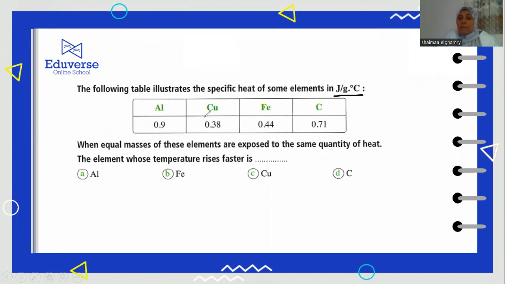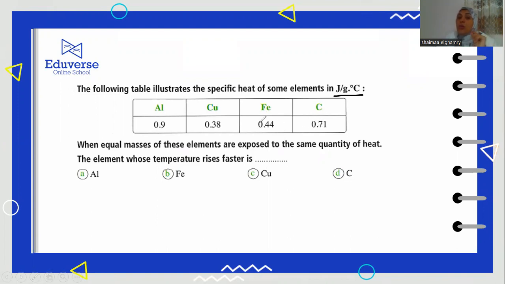Aluminum 0.9, copper 0.38, iron 0.44, carbon 0.71. When equal masses of these elements are exposed to the same quantity of heat, the element whose temperature rises faster is what? If we analyze each number, aluminum needs 0.9 joules of heat to raise the temperature of 1 gram of it by 1 degree Celsius. Copper needs 0.38, iron needs 0.44, carbon needs 0.71.